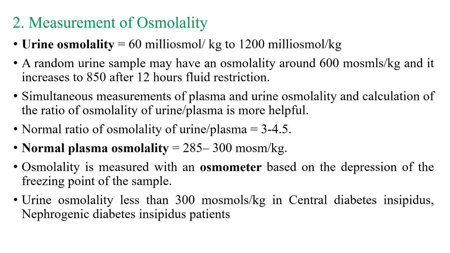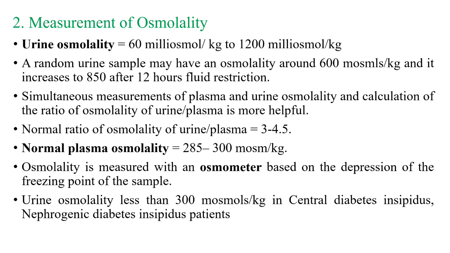Just remember, an osmometer is used to measure the osmolality. Urine osmolality less than 300 milliosmoles is seen in diabetes insipidus. It may be central or nephrogenic diabetes insipidus.